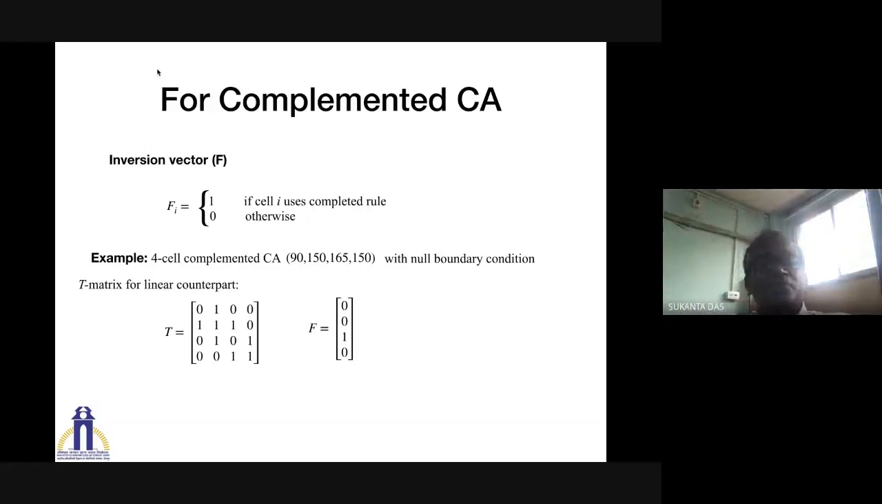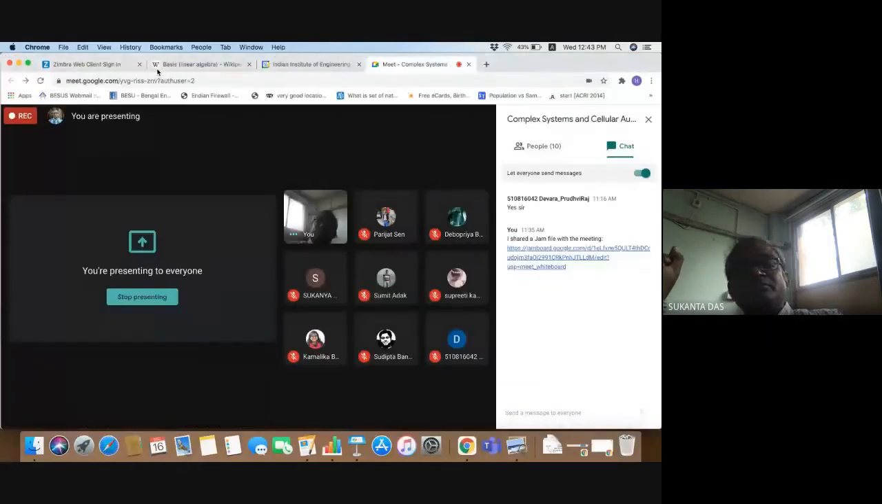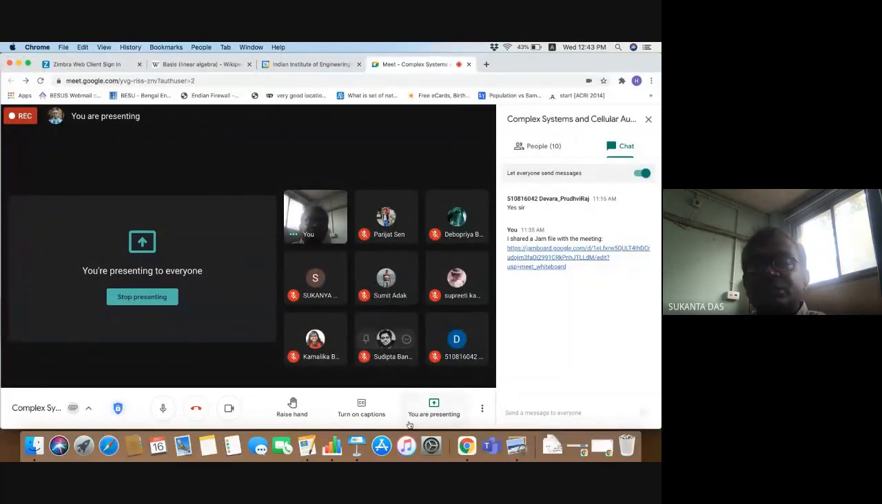Okay, take an example. Say consider this four-cell complemented CA: 90, 150, 165, 150. 90 and 150, both rules are linear rules, but 165 is a complemented rule. Okay, should I clarify why it's a complemented rule? Okay, let me clarify.